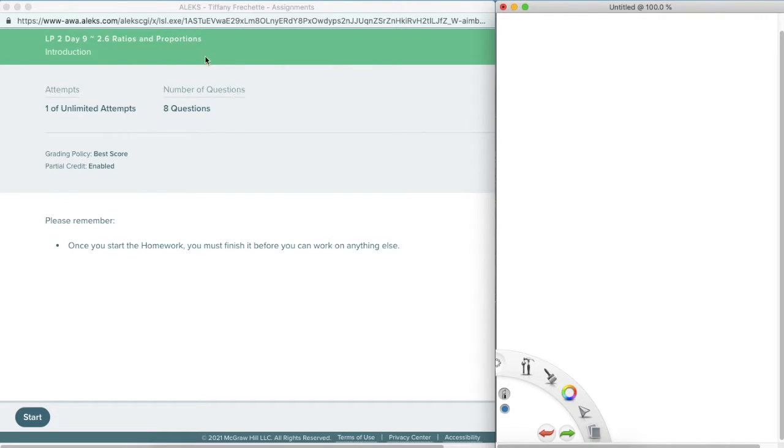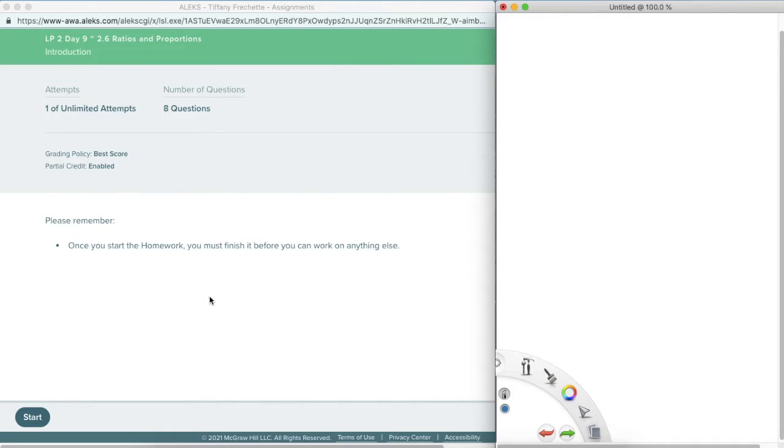This particular assignment has 8 questions on it. They'll have anywhere from 1 to 10 questions, so just be aware of the number of questions there. Grading policy is best score. So whichever attempt is your best one is the one you get to keep. And partial credit is enabled. So if I answer one of 8 questions, I get credit for the 1 question.